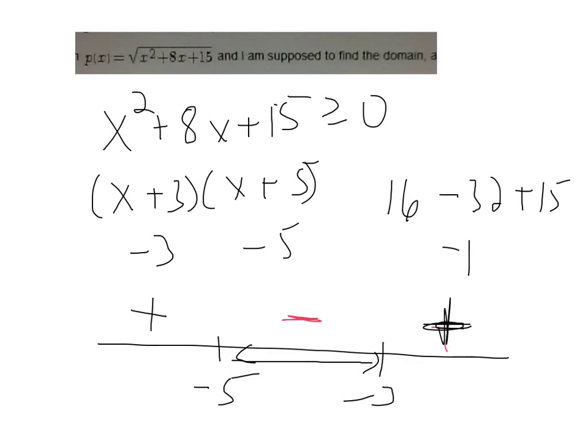So the interval notation will be anything from -infinity to -5, and I can close it. It's okay to have it equal to 0. Then I'm going to skip over it, skip over -5, and I'm going to skip all the way over to -3, and it's okay to include -3 because it's okay to have the square root of 0. Then I'm going to go to positive infinity. So that's the domain, and that's how you solve these kind of radical functions when you're looking for the domain.